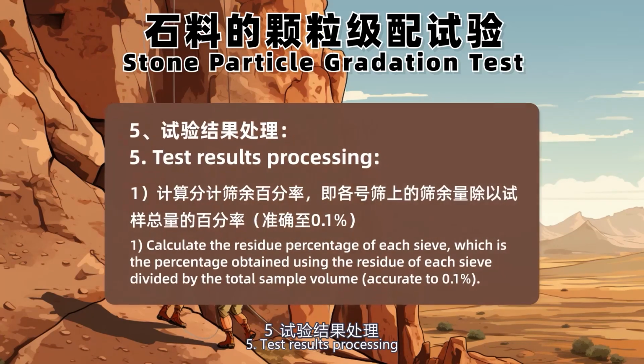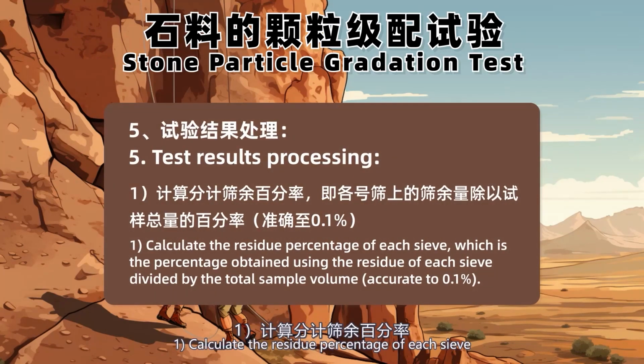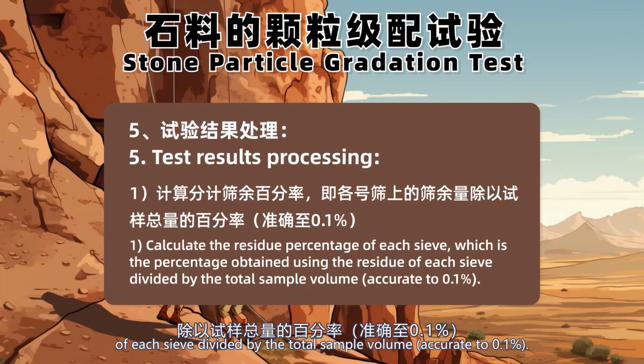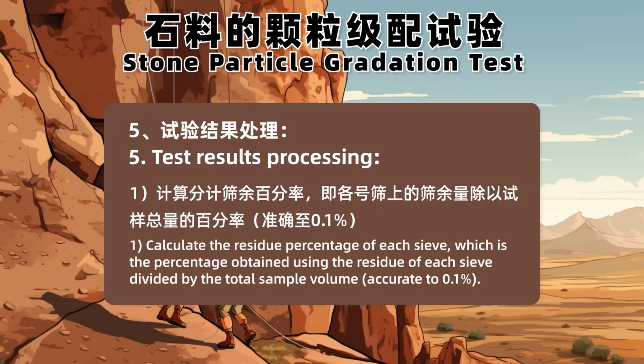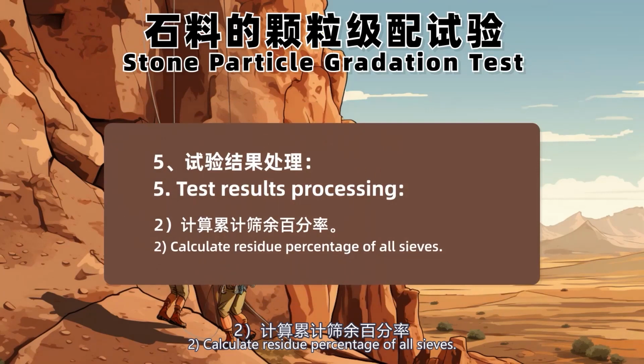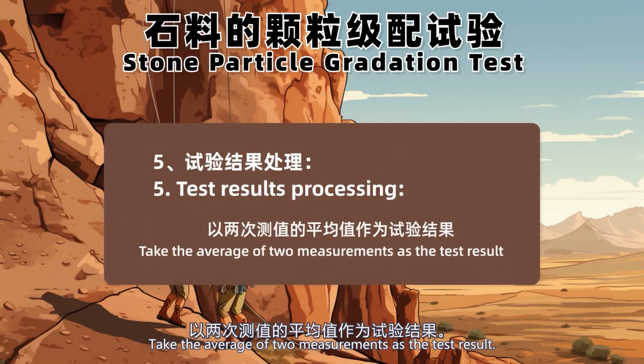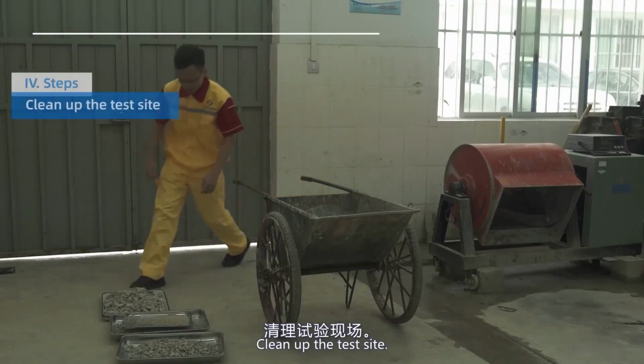5. Test results processing. 1. Calculate the residue percentage of each sieve, which is the percentage obtained using the residue of each sieve divided by the total sample volume, accurate to 0.1%. 2. Calculate residue percentage of all sieves. Take the average of 2 measurements as the test result. Clean up the test site.